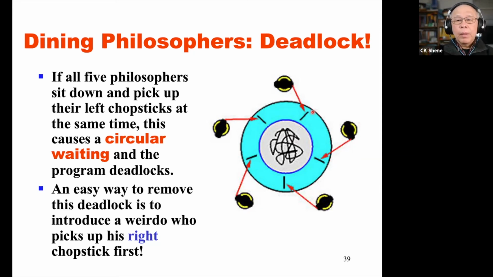Now, if each philosopher is simulated by a thread, and if for some reason your system simply runs these 5 threads so that they all pick up their left chopsticks at the same time, then all threads will be in the waiting state, waiting for something to happen. But that something will never happen because the one who may cause that something to happen is also waiting.